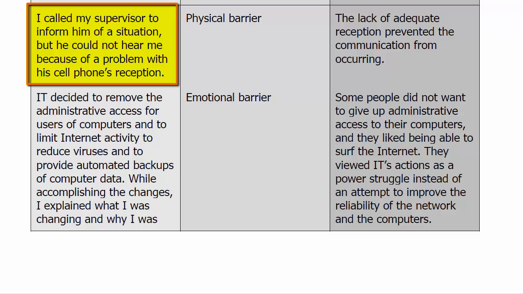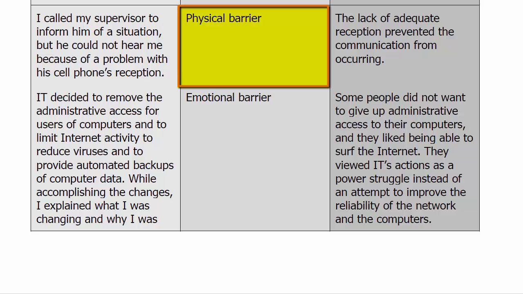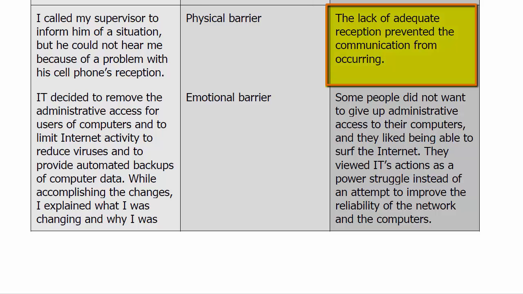Here is another communication observation. I called my supervisor to inform him of a situation, but he could not hear me because of a problem with his cell phone's reception. Again, he identifies that as a physical barrier, and he justifies it very quickly by writing, the lack of adequate reception prevented the communication from occurring. So that's how the table works.